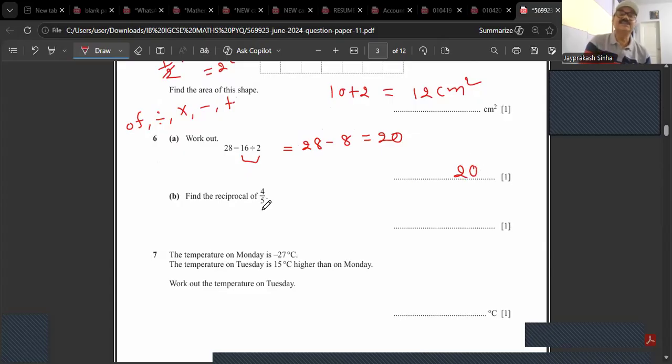Okay. Now find the reciprocal of 4 by 5. Reciprocal means just reverse. So this will be 5 by 4.